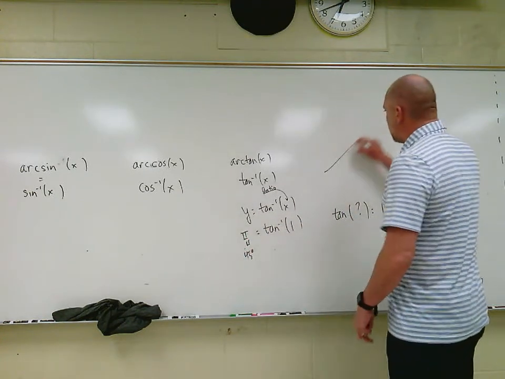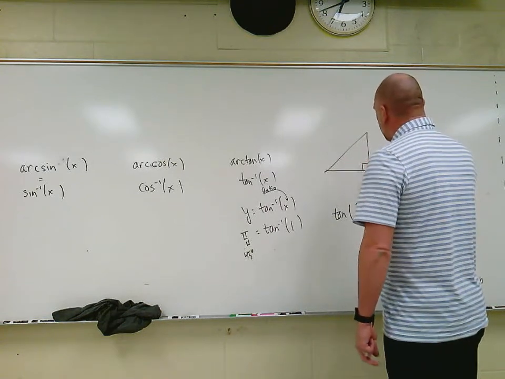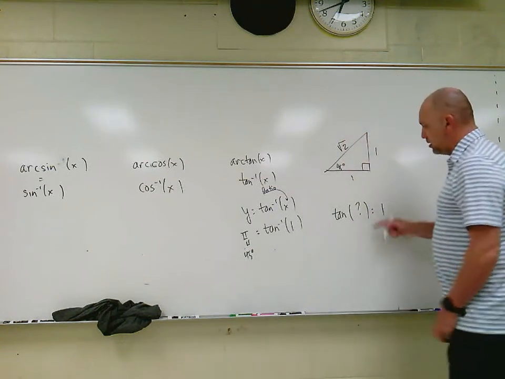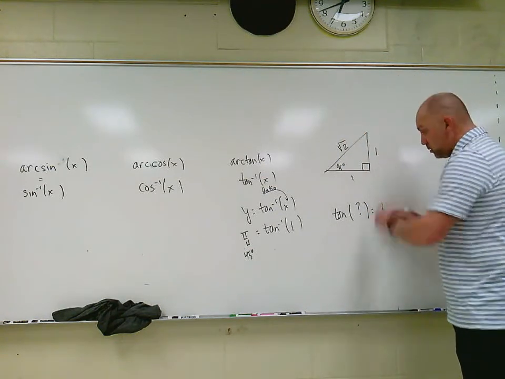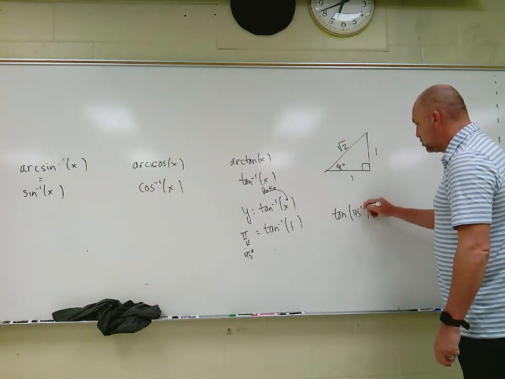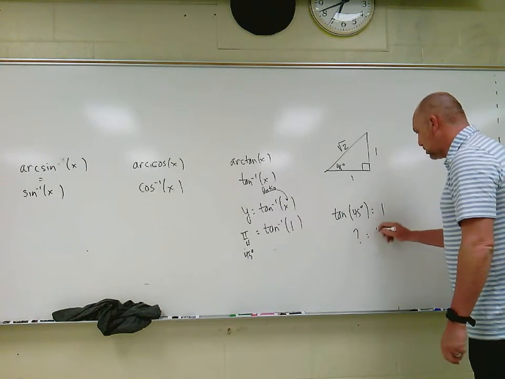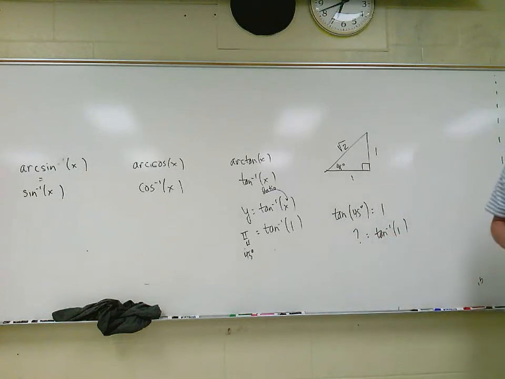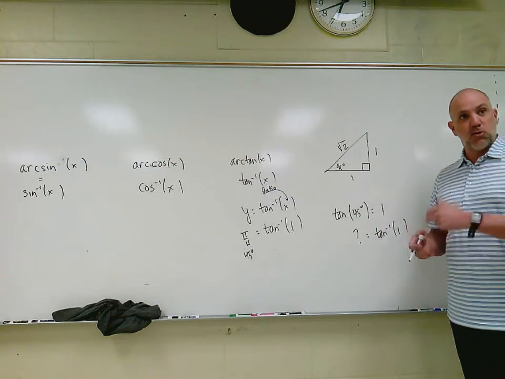So if you look at a 45, 45, 90 triangle, you work backwards. Tangent of 45 is 1. So if we said, what does inverse tangent of 1 equal? You're working backwards and finding the angle. So just to make sure you understand what these inverse functions give, you plug in the ratio, it gives you the angle.